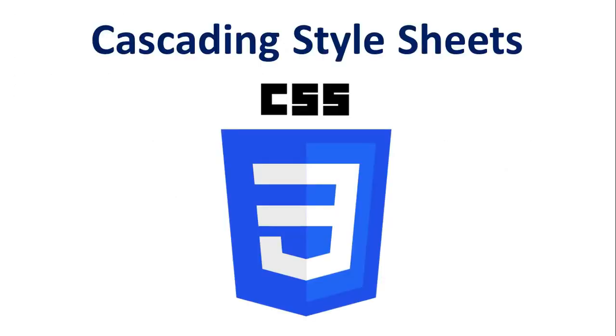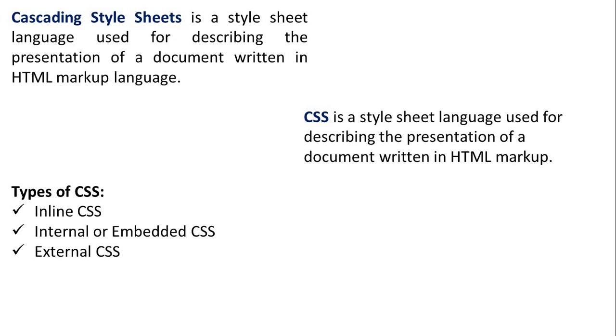So let us know what CSS is. It is normally known as Cascading Style Sheet. Cascading Style Sheet is a style sheet language used for describing the presentation of a document written in the HTML markup language. So what have we understood by the statement written here? That is Cascading Style Sheet. In short, it is known as CSS.